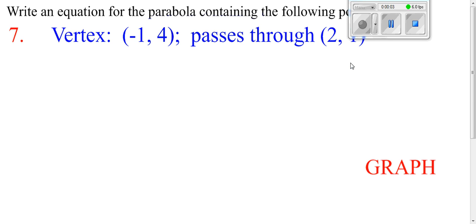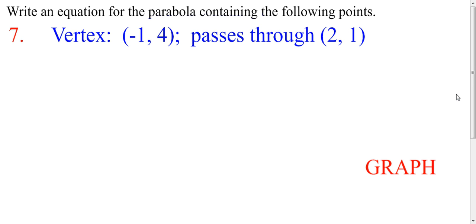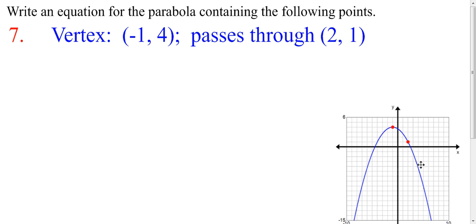Okay, this last lesson now will focus on being able to write an equation for a parabola in vertex form if we know what the vertex is and we know what a point the graph passes through is. So I can see that my vertex is at (-1, 4), and it passes through the point (2, 1). If we take a peek at the graph, that's what this would look like.